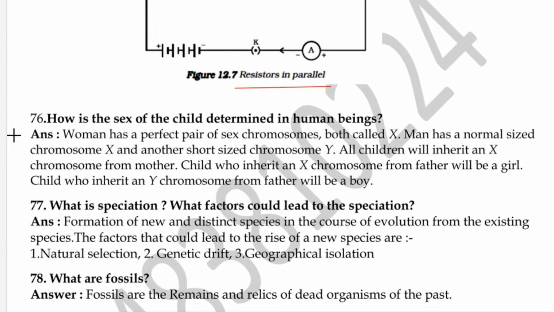Next question. How is the sex of the child determined in human beings? Answer. Woman has a perfect pair of sex chromosomes, both called X. Man has a normal size chromosome X and another short size chromosome Y. All children will inherit an X chromosome from mother. Child who inherits an X chromosome from father will be a girl. Child who inherits a Y chromosome from father will be a boy.